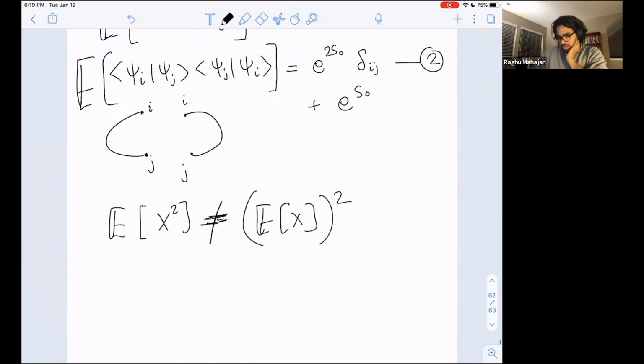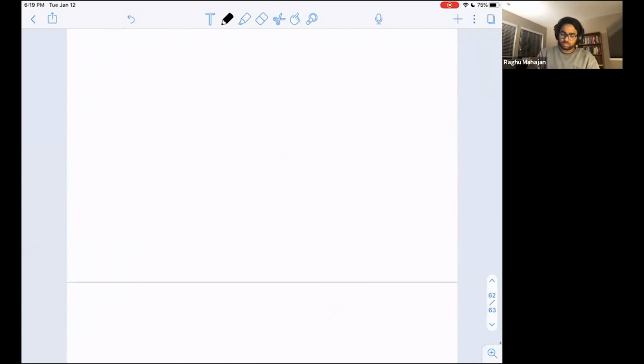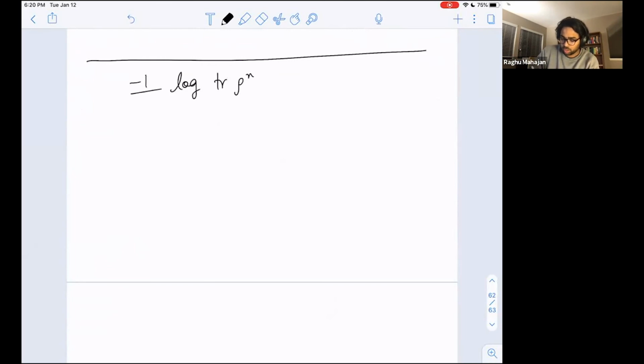Okay, so in the last 10 minutes, maybe I can go back to this Lewkowycz-Maldacena argument because I think it's interesting and just see where the conical deficit comes in. So we have to take trace rho to the n, take a log, and take a 1 over n minus 1. And in the limit n goes to 1, this is precisely negative trace rho log rho. So this is the quantity that we consider.